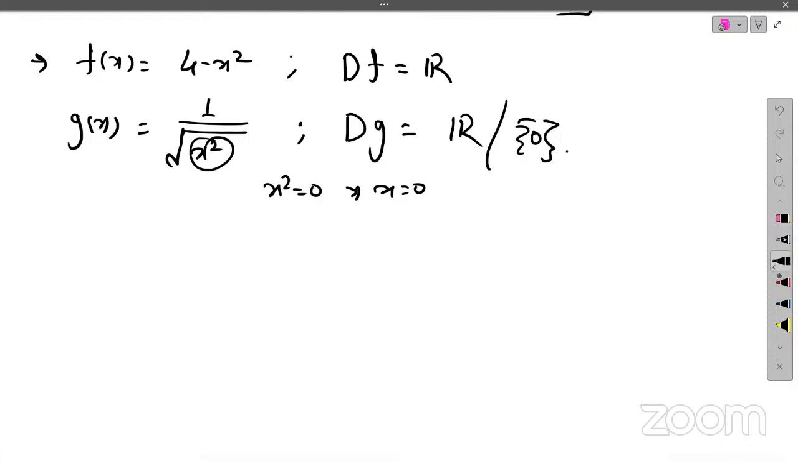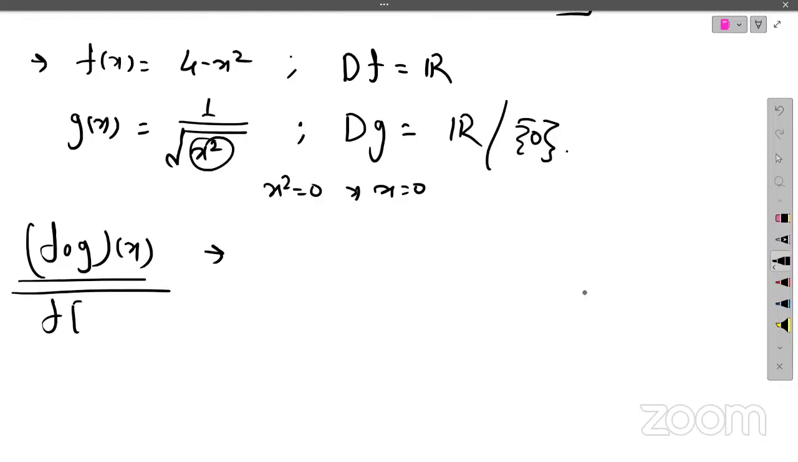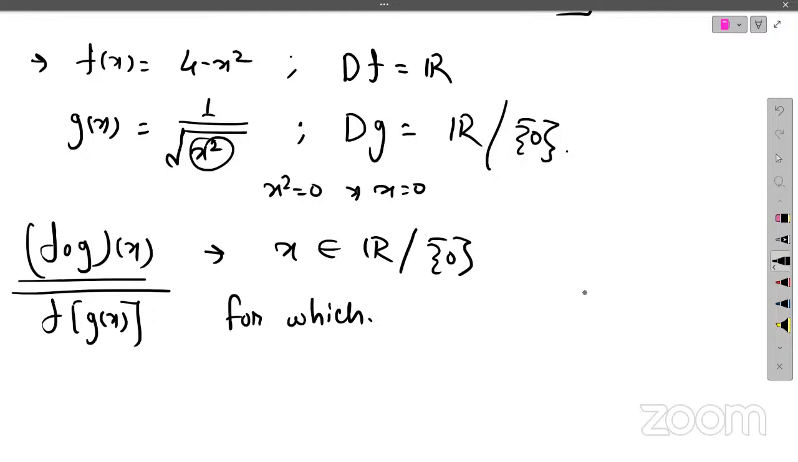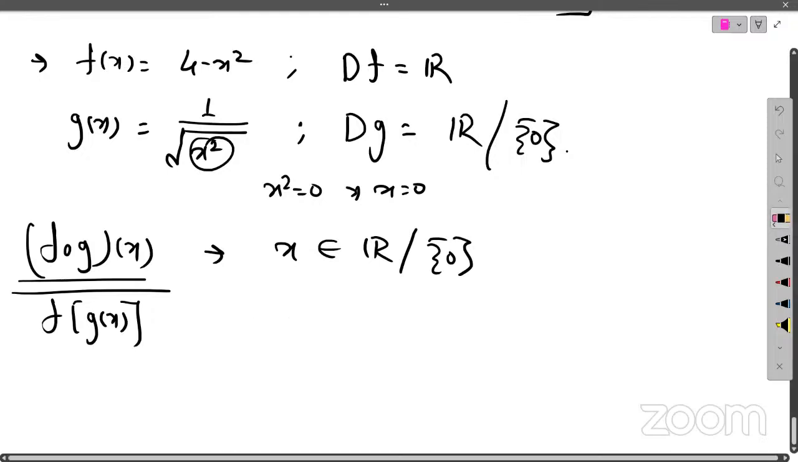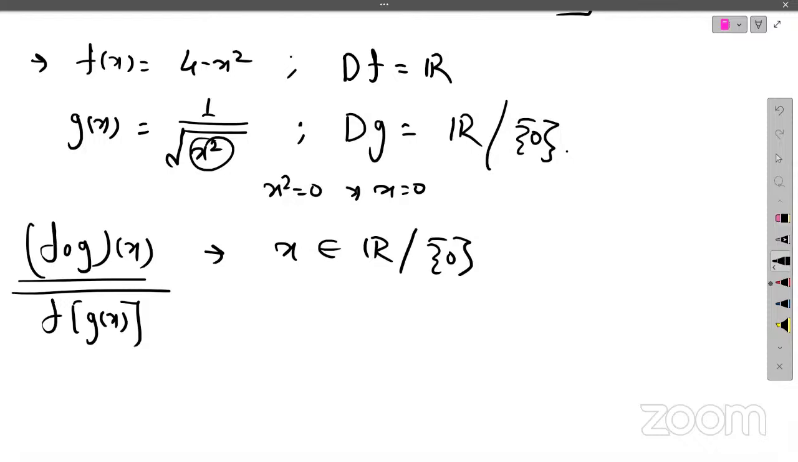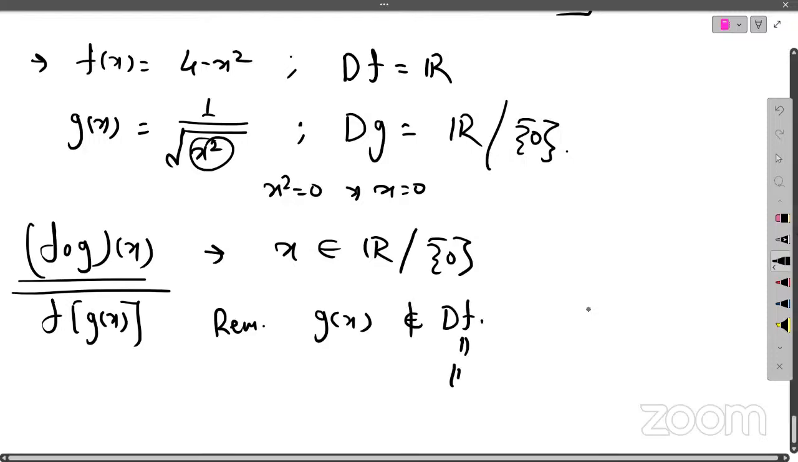Fine. Now let's find out f composite g of x. What is the domain of this function? Here, f of g of x should be well defined. So g of x should be well defined, meaning all points from the domain of g, that is, all x belonging to R minus 0. And the second condition says that we have to remove all those points for which g of x does not belong to the domain of f. But what is the domain of f? The domain of f is all real numbers.